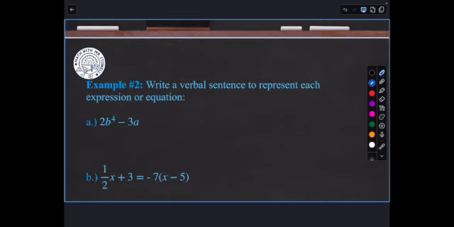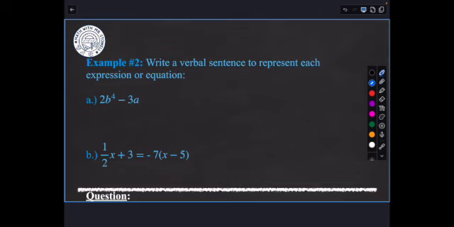Example 2. We're just going to go backwards now. We did the first part where we wrote it as an equation. Now we're going to take the equation and write it as verbal words. Okay, so we have 2b to the 4th minus 3a. Let's actually write that down. We have some multiplications in there. We have a subtraction in there. We have a 4th power.